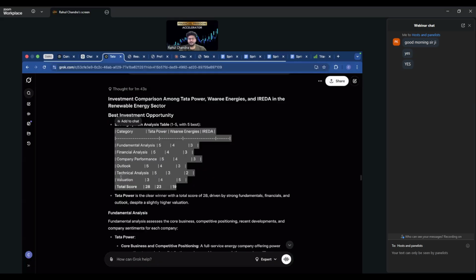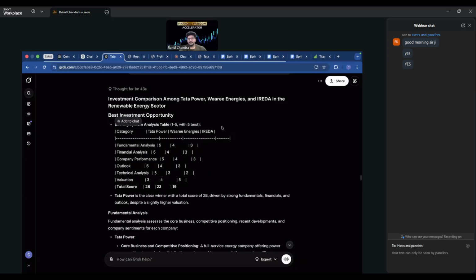On the left, there are 6 different subjects. On the right, at the top, you have the 3 different companies. Maximum score being out of 5 for every subject. So if there are 6 subjects, what is the total score? 6 into 5, 30, right? So you get a total score out of 30 as well. What are the 6 subjects? And this is what I call multidimensional, right? Truly multidimensional. Fundamental analysis, financial analysis, company performance, outlook, technical analysis, and valuation.